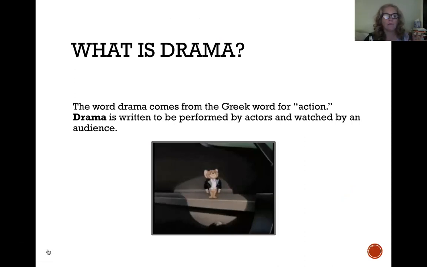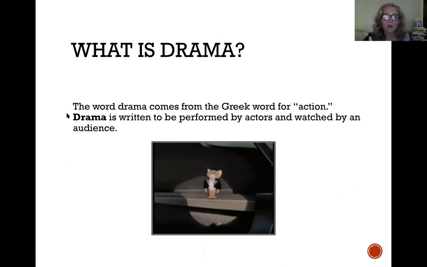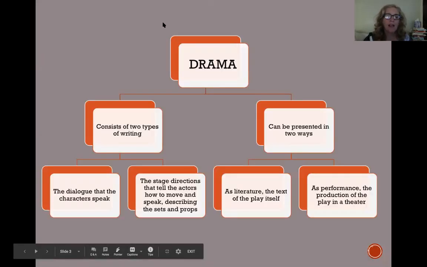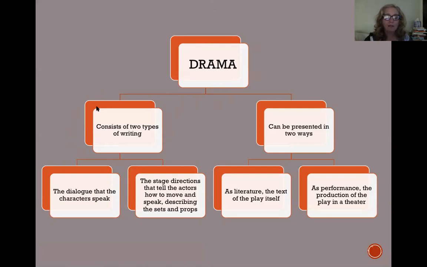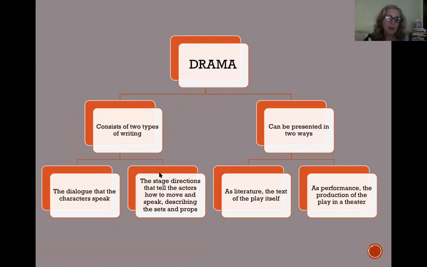What is drama? Drama comes from the Greek word for action, and it's written to be performed by actors and watched by an audience. If we look at drama, it consists of two types of writing. It includes the dialogue that the characters speak, and it also includes something very special called the stage directions, which tell the actors how to move and speak, and also describe the sets and the props.